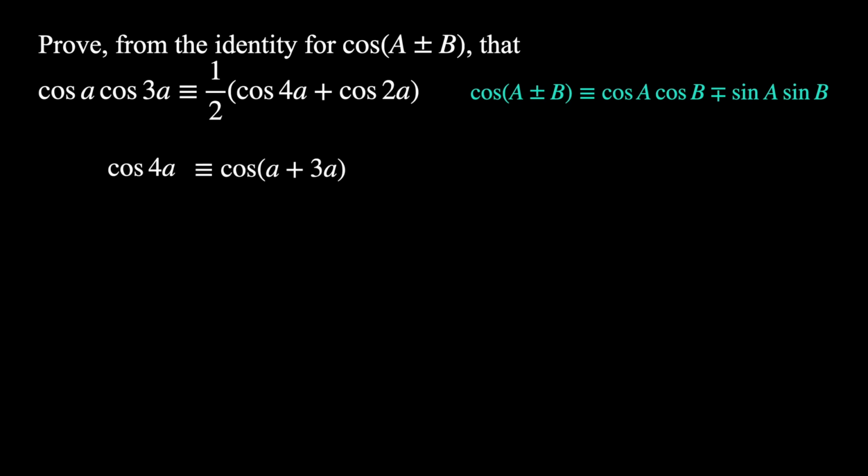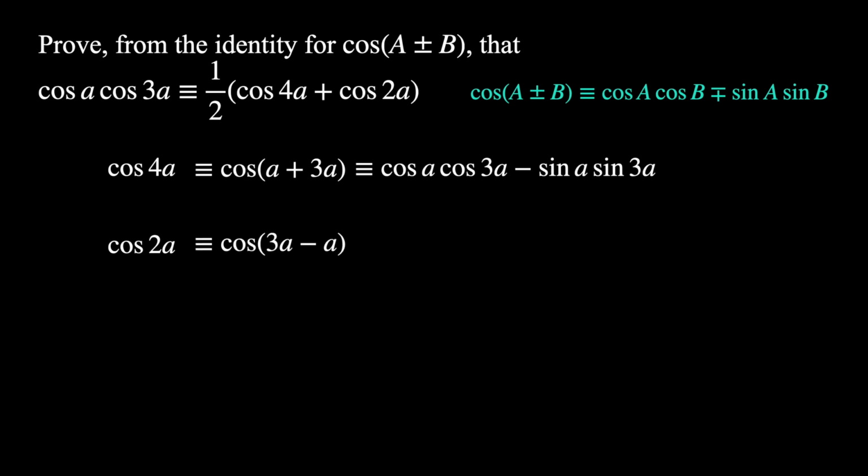Okay, so you need to notice here that you can write cosine of 4A as cosine of A plus 3A. And then we can use that identity to expand this out to cosine of A cosine of 3A, subtract sine of A sine of 3A. Okay, now how can we write cosine of 2A? Maybe take a hint from that first expression we found. Cosine of 2A we can write as cosine of 3A subtract A. This is equivalent, again using that identity, to cosine of A cosine of 3A plus sine of A sine of 3A.